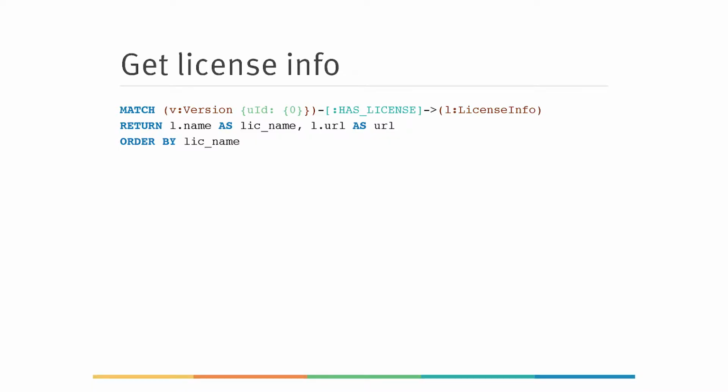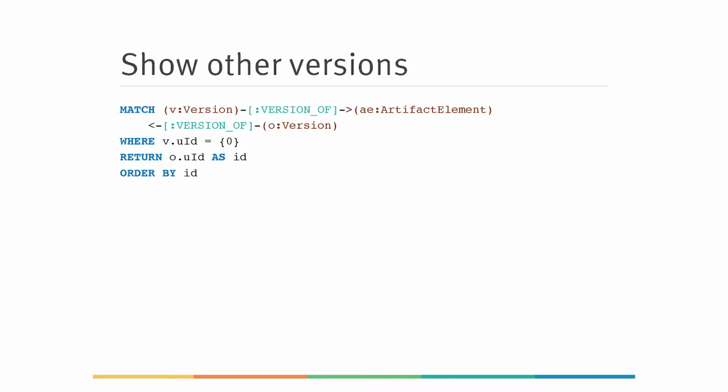If we want to explore something about the licenses of an artifact, we can first match the version we want to analyze by its unique identifier, and then navigate over the license infos and pick the license name and the URLs, as you see in the picture below. Then when we have the view of one artifact and we want to have a list of all other versions of this artifact, we again can express this in a very simple Cypher query.